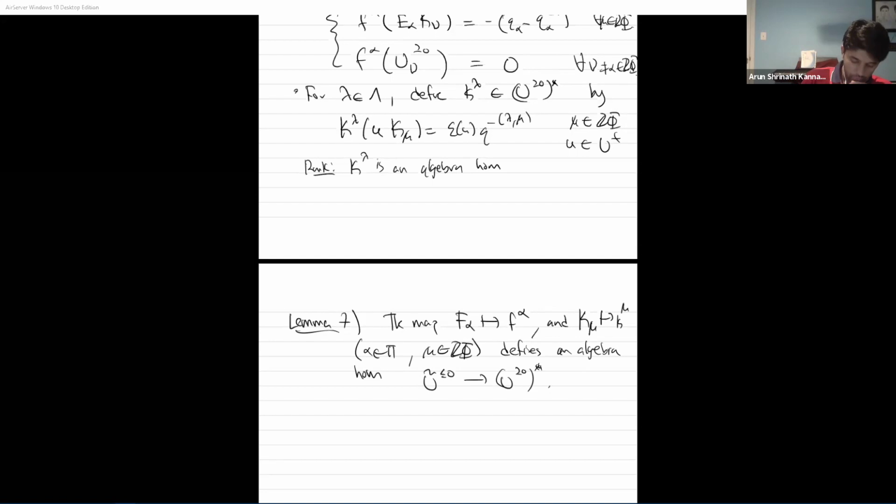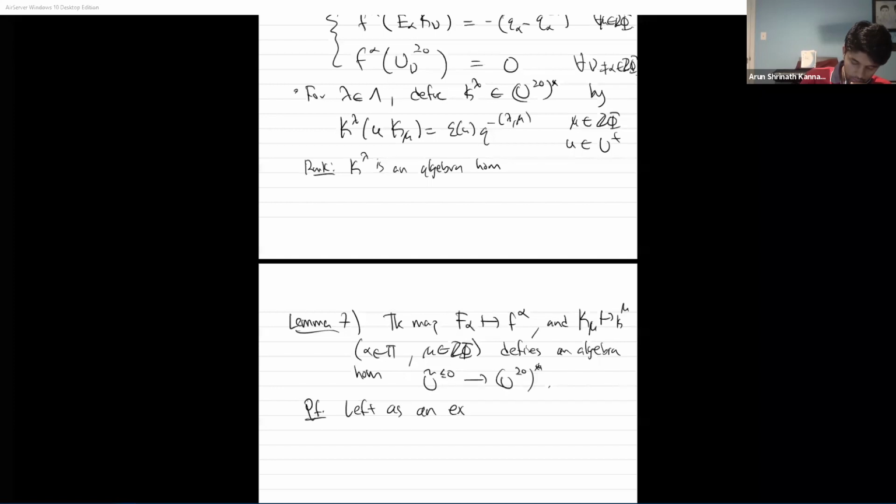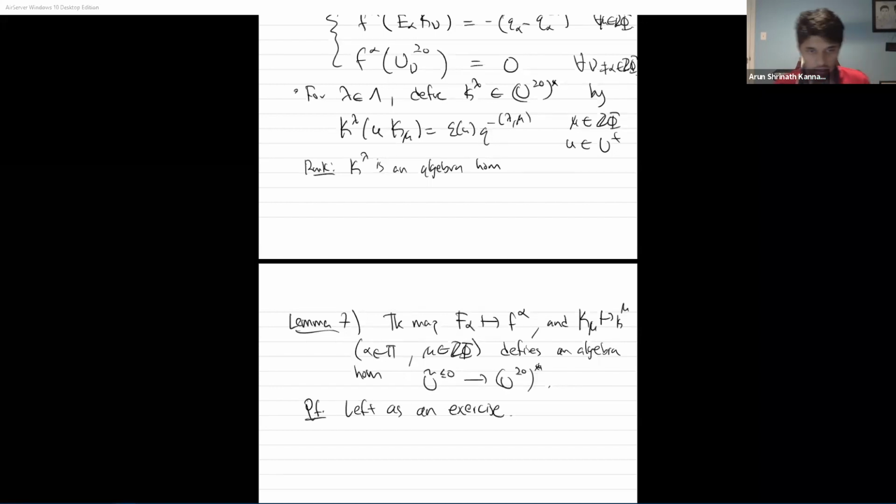Okay, and the proof of this is left as an exercise, but I will remark that it's pretty straightforward, as u twiddle less than or equal to 0 behaves kind of like a free algebra in the sense that the f's have no relations, and the relations involving k mu are easy, and that's why you need the fact that these k lambdas are algebra homomorphisms. That's where this comes into play. But again, it's easy to define this map on u twiddle less than or equal to 0.